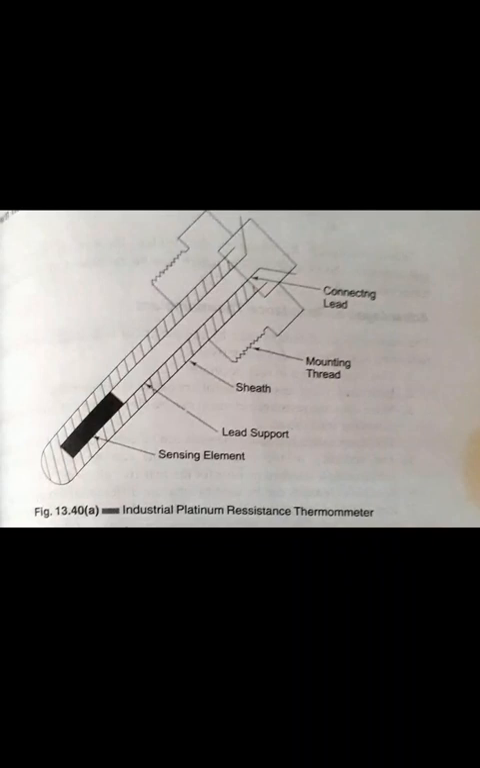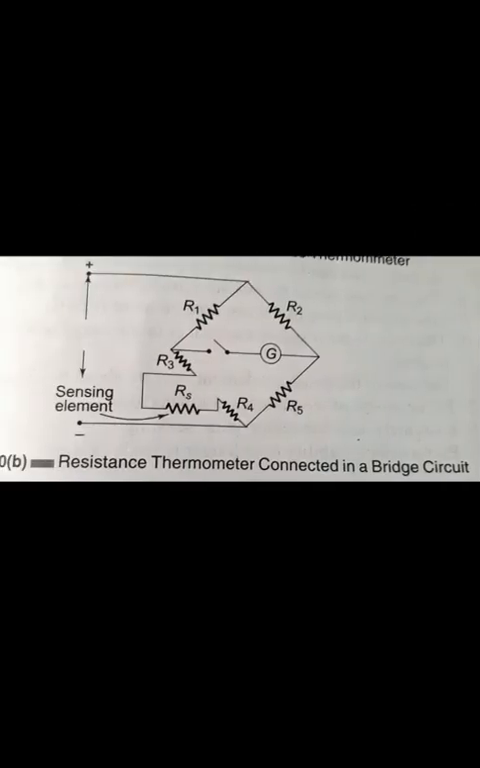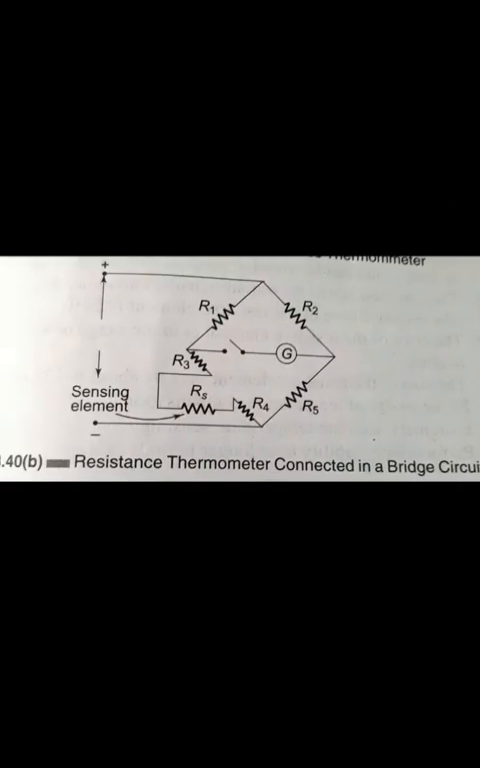The main section of the resistance thermometer is the sensing element, and the characteristics of the sensing element determine the sensitivity and the operating temperature range of the instrumentation. Here the resistance thermometer is connected in a bridge circuit. The change in resistance caused by the temperature is detected by the Wheatstone bridge.